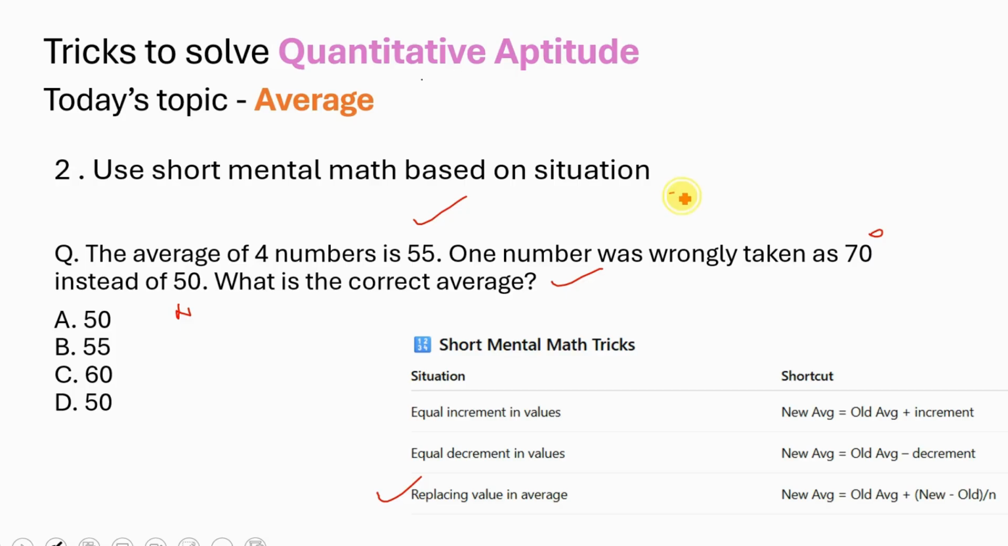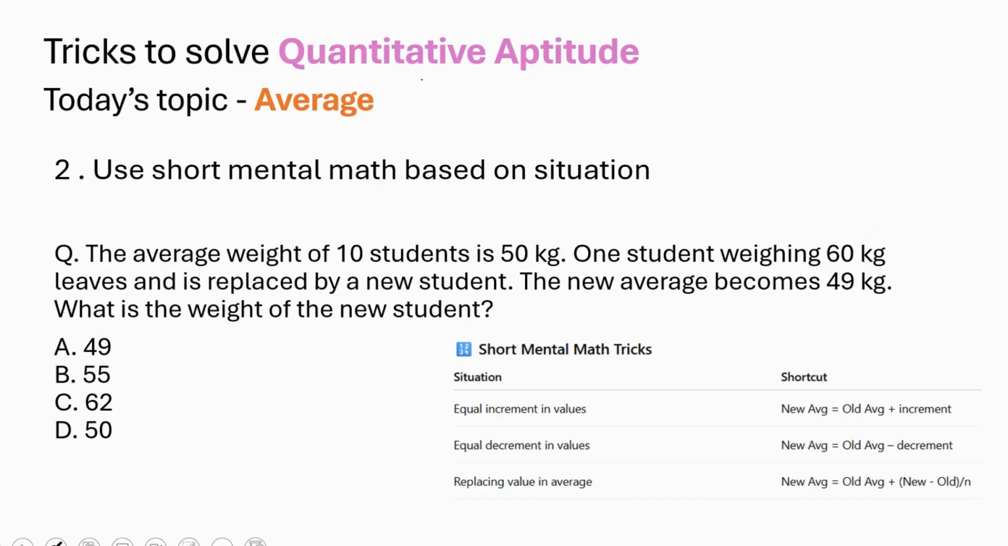So old average is 55 plus new value minus old value. So new value 50 minus 70 is minus 20, and divide by 4. So 55 minus 5. Answer is 50. So here, if you see, the concept is the same, they just modified the question. By practice only you can understand which formula you need to use. Okay, let's take one more question which follows the same concept.